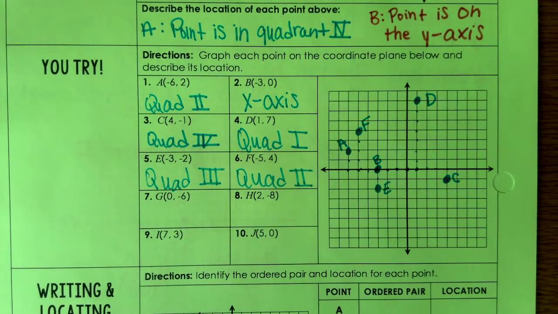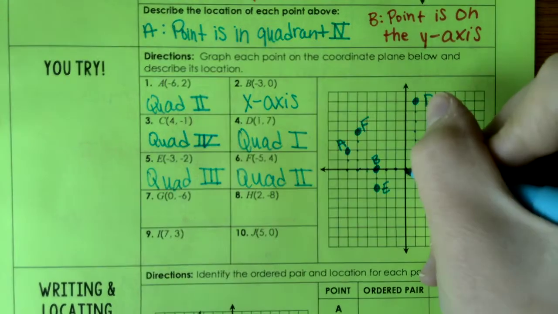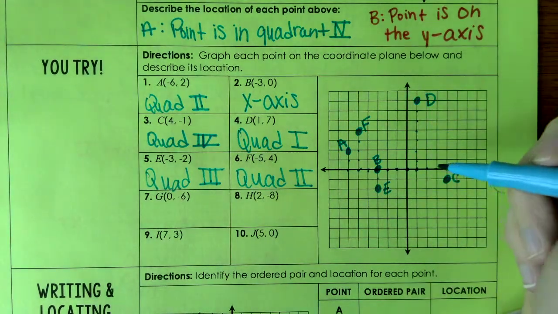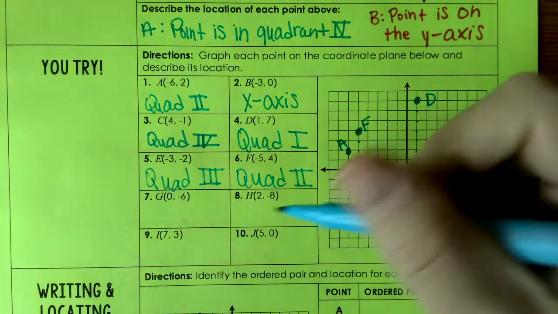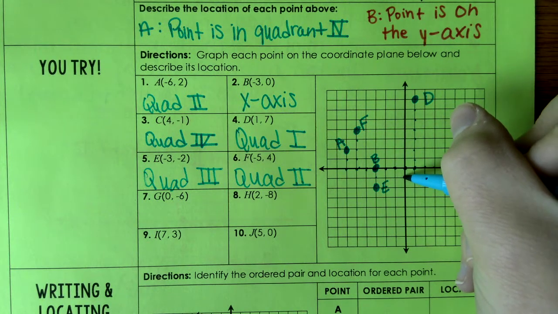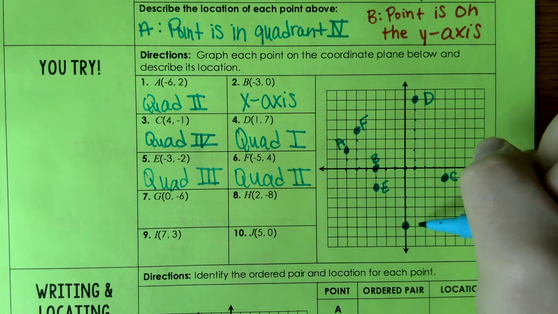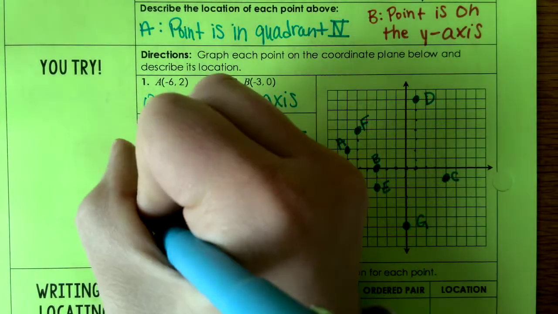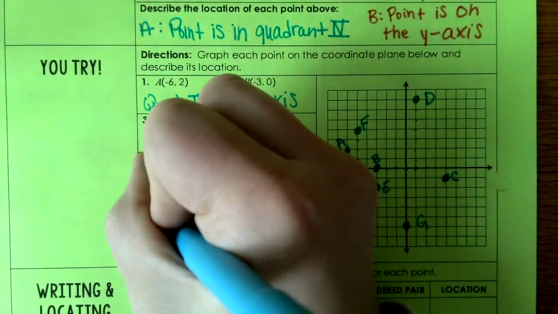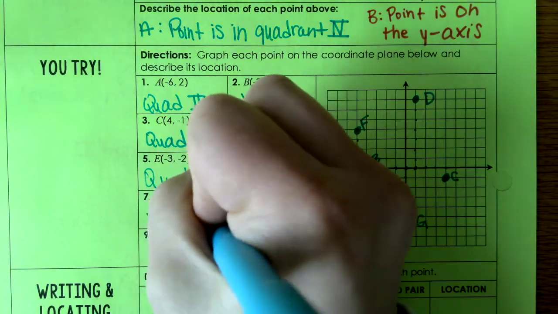Okay, now for point G, it says move 0 spots left or right. So I'm not moving left or right at all, but I'm going to move down 6. So 1, 2, 3, 4, 5, 6. That's point G, and that's not in a quadrant, but it's on the y-axis.